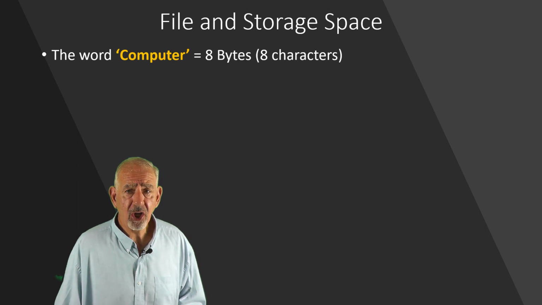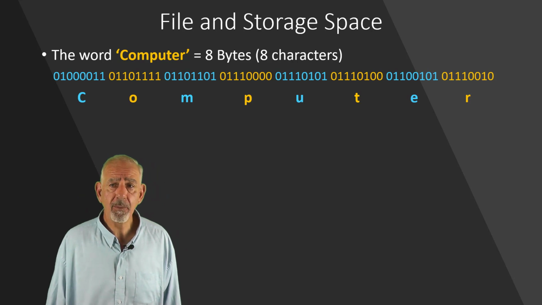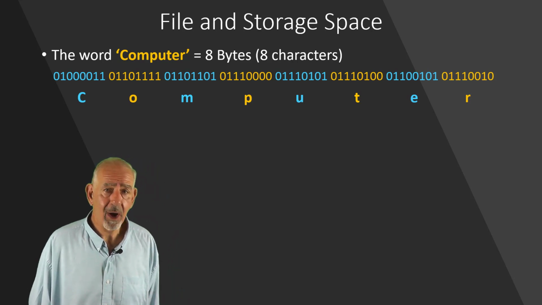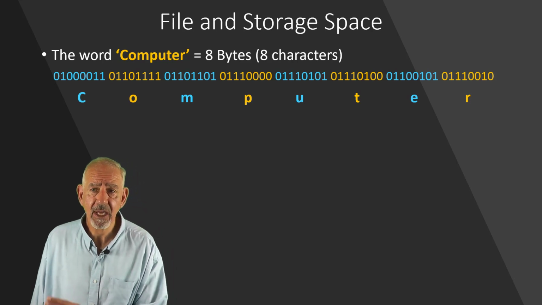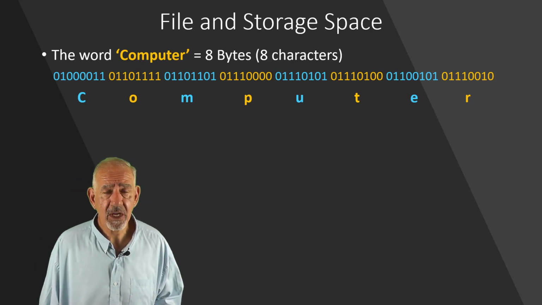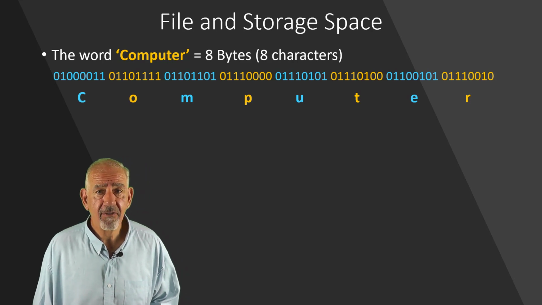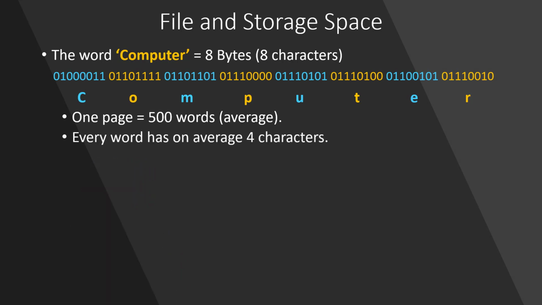So take a look at the word computer and look at storage when you're using a word processor. The word computer equals 8 bytes. Why? Because it's got 8 characters in it. And you'll see that each one of those characters has an encoding. So the word computer to store on my text editor will take 8 bytes. Okay? So therefore, if you think that we have 500 words on average per page, and if we think that every word has on average 4 characters, then we can assume that 500 times 4 is how many characters we're going to have on the page, which equals 2,000 bytes or 2 kilobytes.